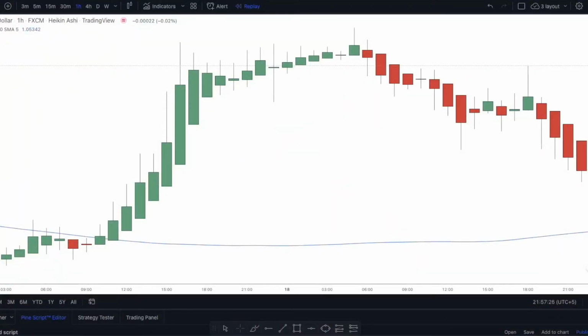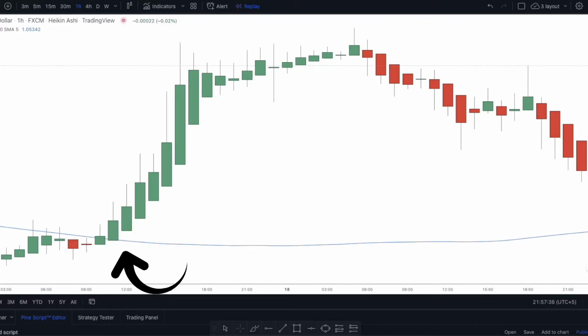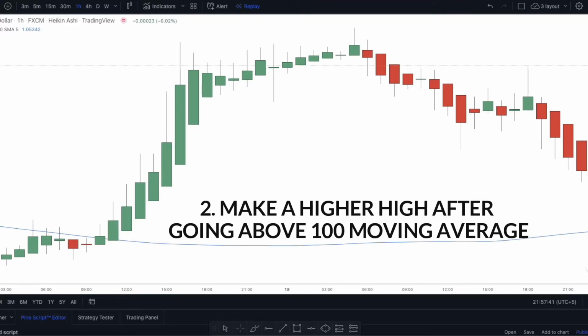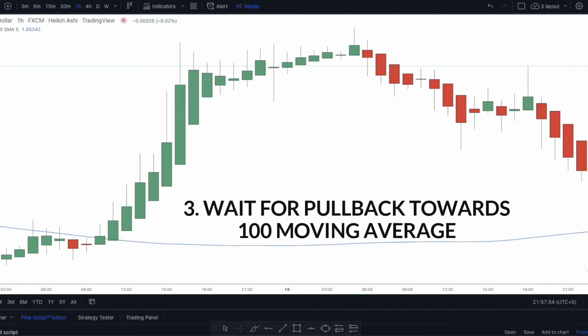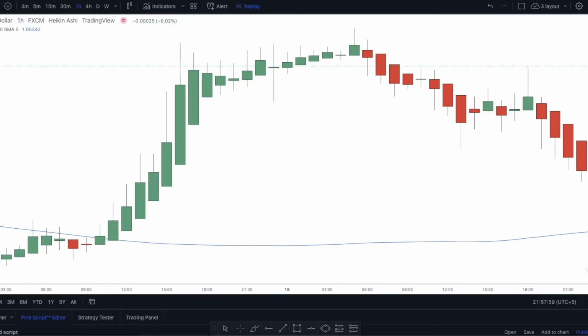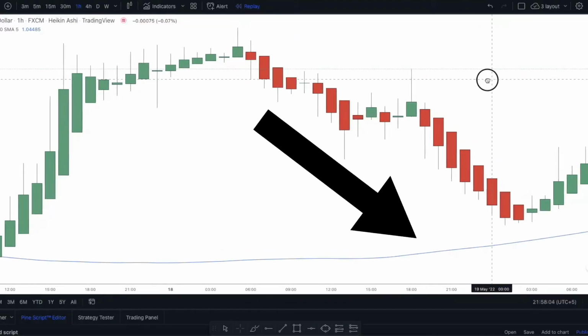So here is how we can take the trade using what we have learned so far. The first requirement for us to take the buy position is that we first need the market to go higher than our 100 period moving average, which we did here. Once we go higher than 100 period moving average, we then need to create a higher high. Right after we went higher than 100 period moving average, we created this higher high here, and after this higher high, the third requirement is that we need a pullback towards our 100 period moving average. When we created this higher high, the market started to make a pullback towards our 100 period moving average.